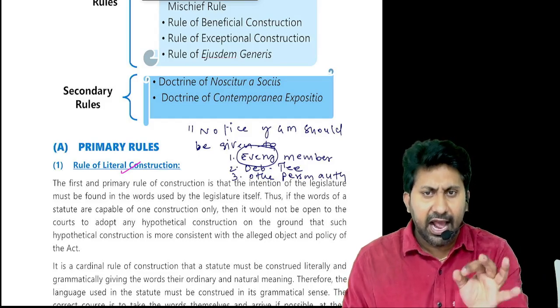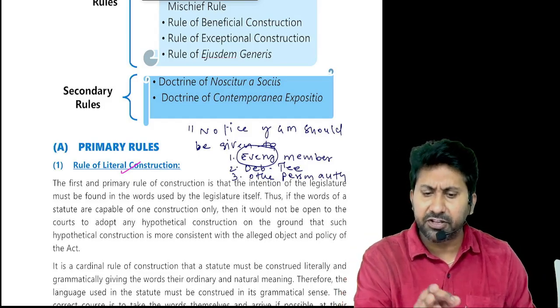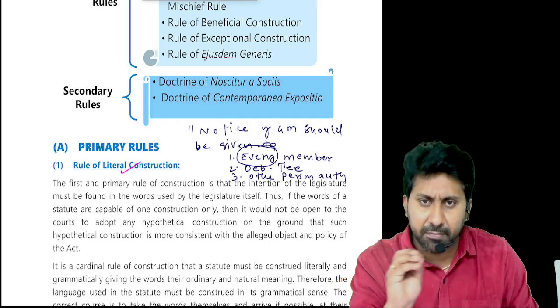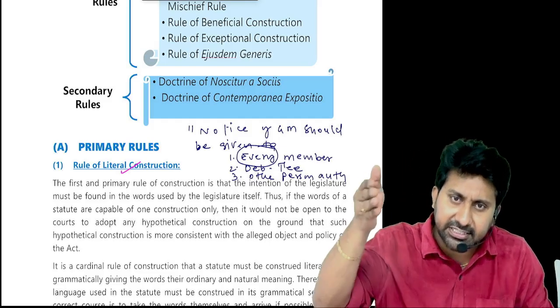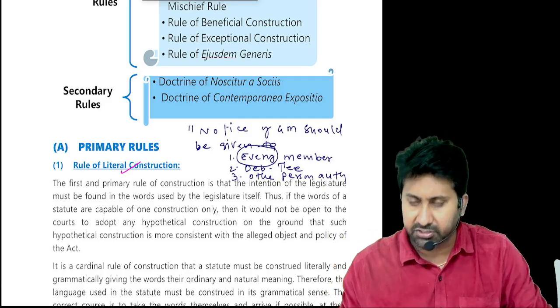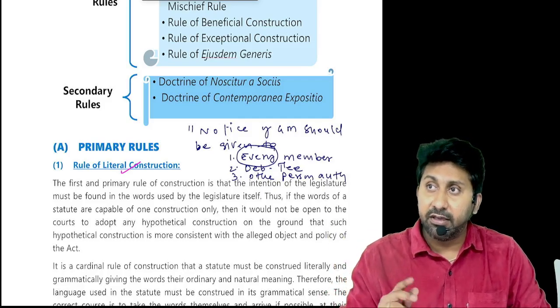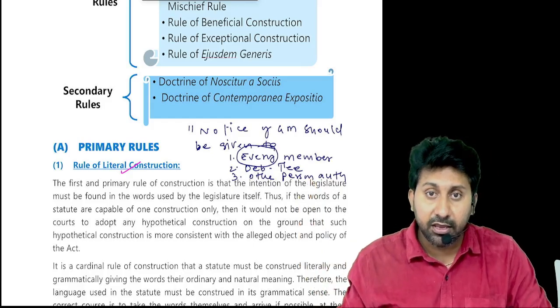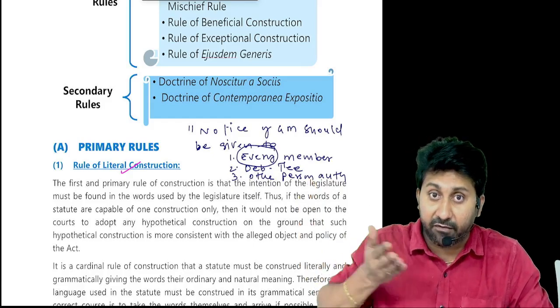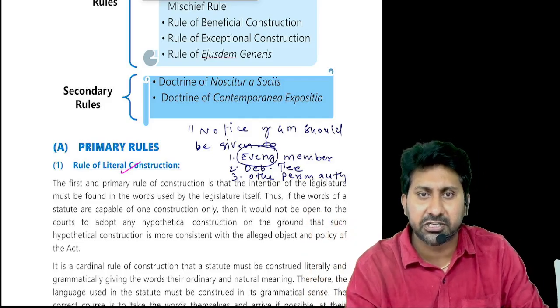Means what? Language is plain. Notice of a general meeting must be given to every member. Means what? Every existing member. That's the meaning. That's all. Every member means every member of another company also? Every member of the company means which company? Our company, other company. What is that interpretation?